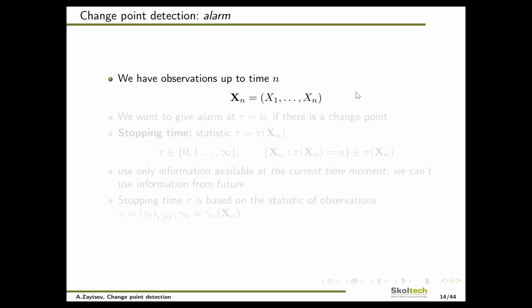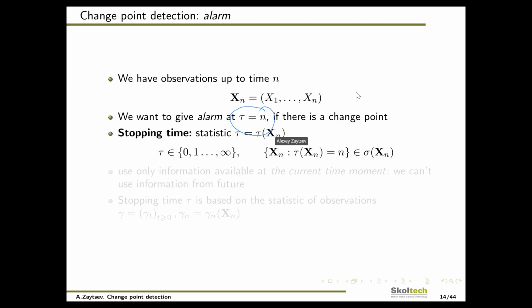Also, we can define the step in time, again more formally, how we make our decision. So we have observations up to time n of our process. And we want to give an alarm to say we observe a change point here at some moment, for example, t equals tau equals n. And our stopping time is actually a statistic. So it's based on the information we have up to that time moment. And so it's like from 1 to n here, and we make some decisions.